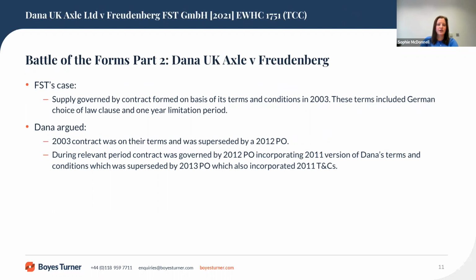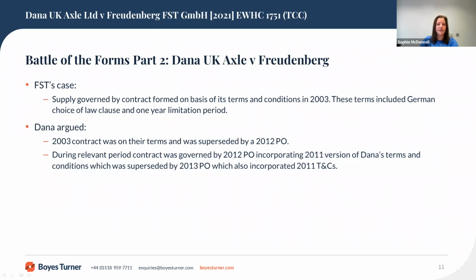Our next case is Dana UK Axle v. Freudenberg FST. This was another case in which there were competing sets of terms and conditions which affected the choice of law applicable to the dispute. Here, there was also a one-year limitation period in issue. The dispute related to a contract for the manufacture and supply of pinion seals by FST to Dana, who then fitted them onto a vehicle rear axles for onward supply to Jaguar Land Rover. It was alleged that there had been premature failure of the seals between September 2013 and February 2016.